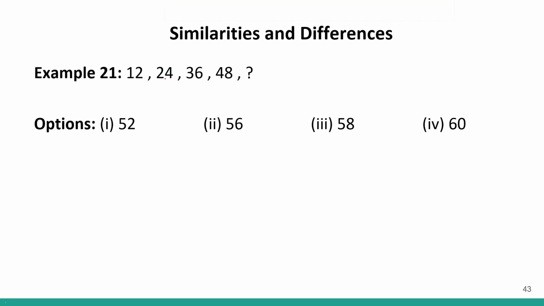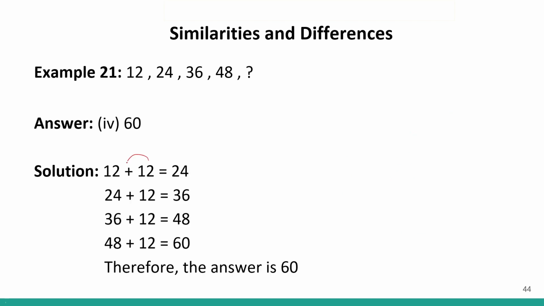Now, from 12 to 24. So if I add 12 to 12, I'll get 24. Similarly, if I add 12 to 24, I'll get 36. Similarly, if I add 12 to 36, I'll get 48. So this is the logic, 12 plus 12 plus 12. So now if I add 12 to 48, I'll get 60. So my answer will be option number 4, 60. Here you can see this is the logic. We are adding 12 to the previous term to obtain the next term.